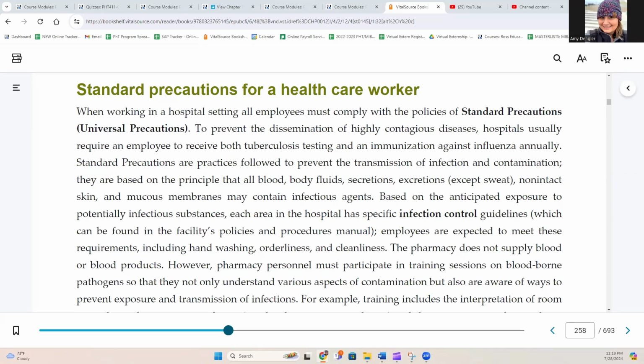Based on the anticipated exposure to potential infectious substances, each area in the hospital has specific infection control guidelines, which can be found in the facility's policies and procedures manual. Employees are expected to meet these requirements, including hand washing, orderliness, and cleanliness. The pharmacy does not supply blood or blood products.